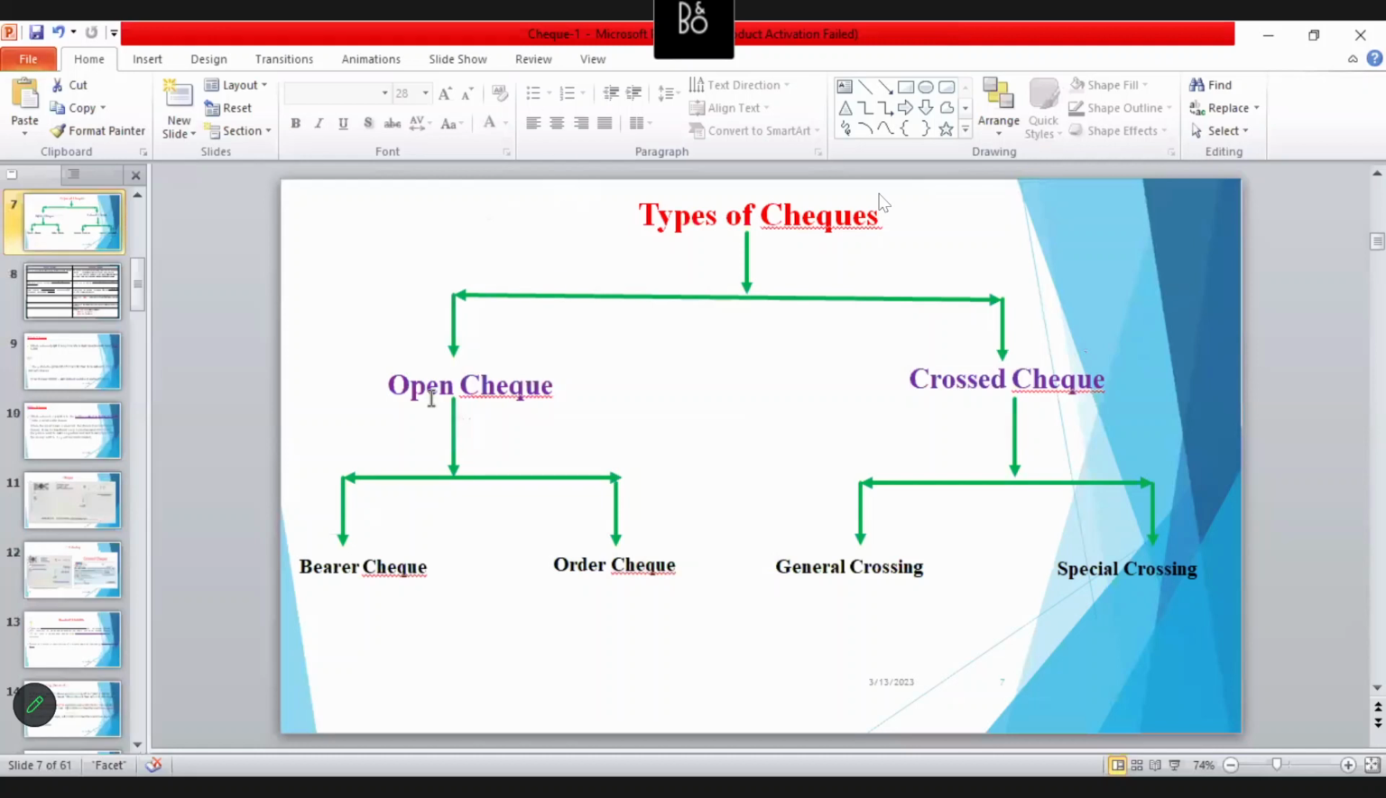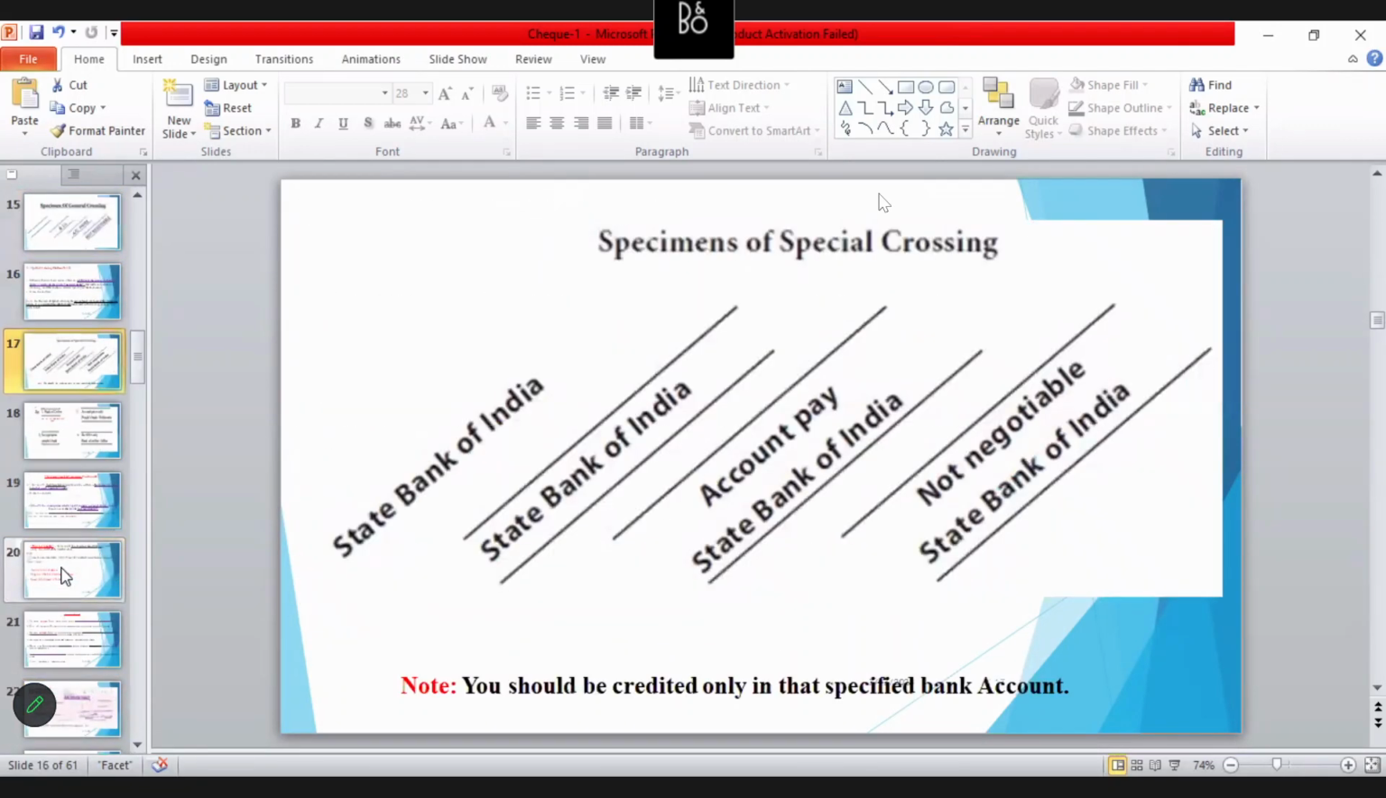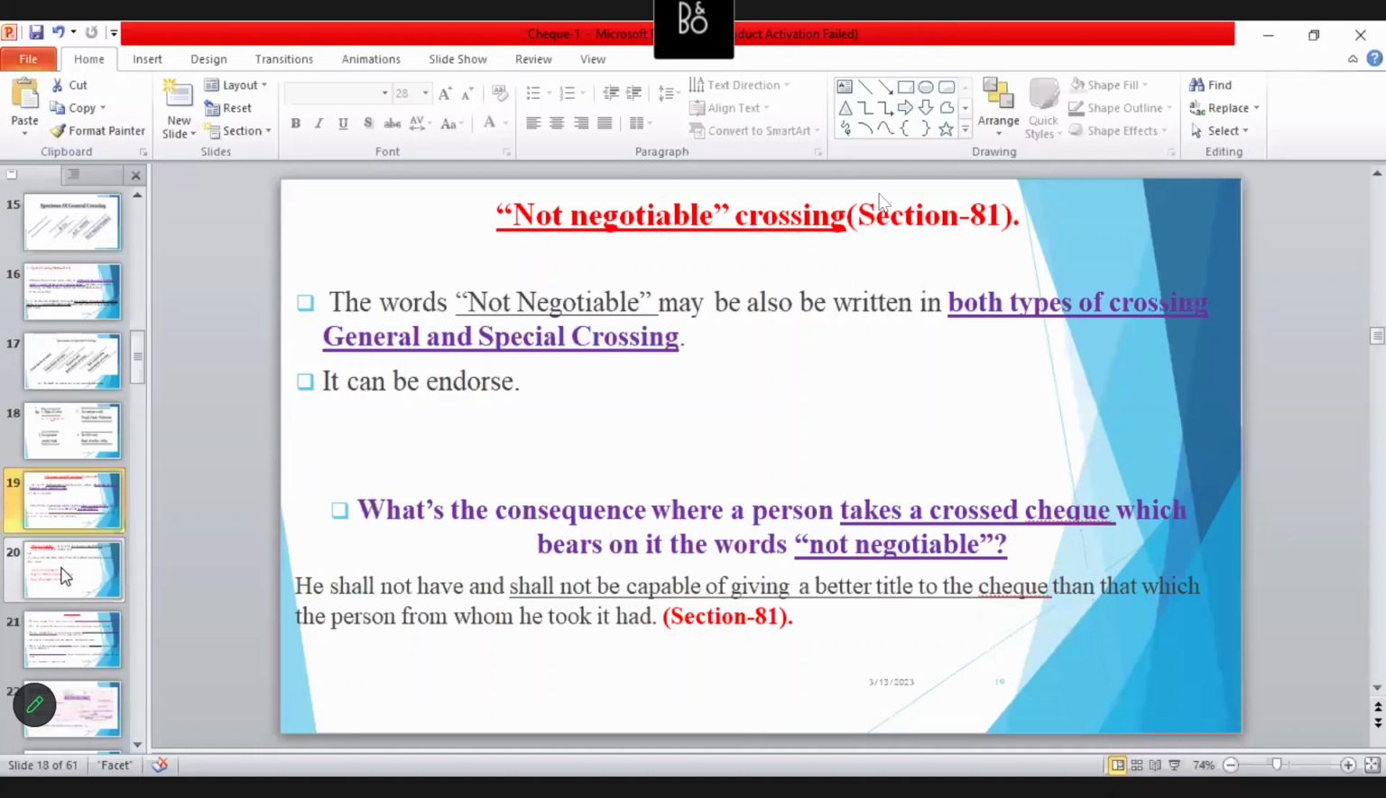As you can see in the slide, open check is divided into bearer check and order check. Thereafter, we have two types of crossing: general crossing and special crossing. We covered what general crossing and special crossing are, so today we move on to not negotiable crossing. Not negotiable is there within the general as well as the special crossing.